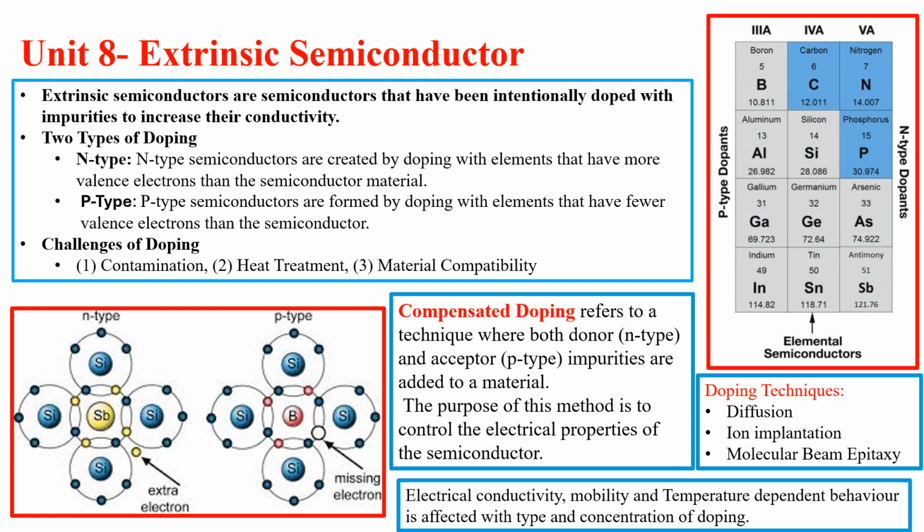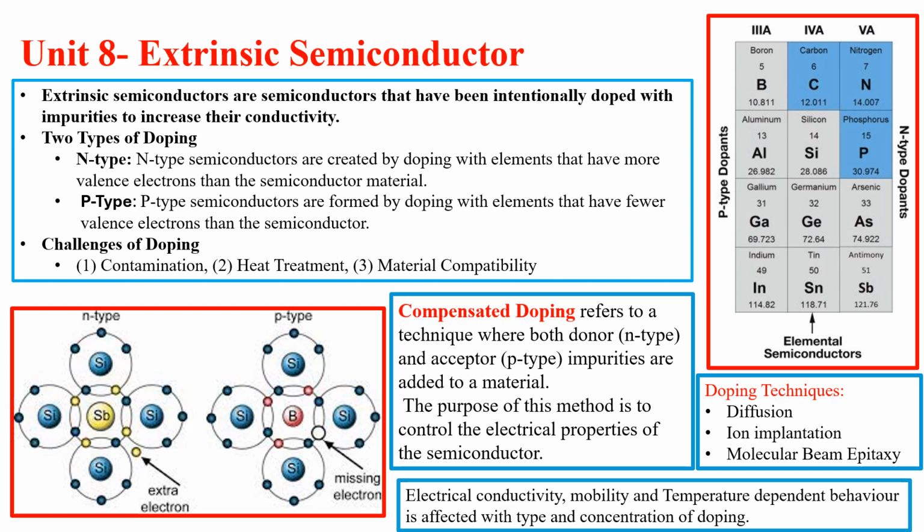The most common elements from group 5A, such as phosphorus, arsenic, and antimony, are commonly used as N-type dopants, also referred to as donors for N-type. Because the dopant atoms provide extra electrons which become free charge carriers, thus increasing the number of negative charge carriers. The excess electrons are responsible for electrical conductivity.